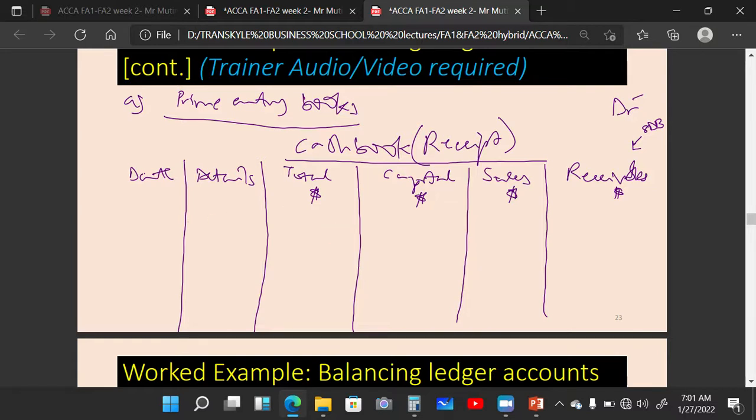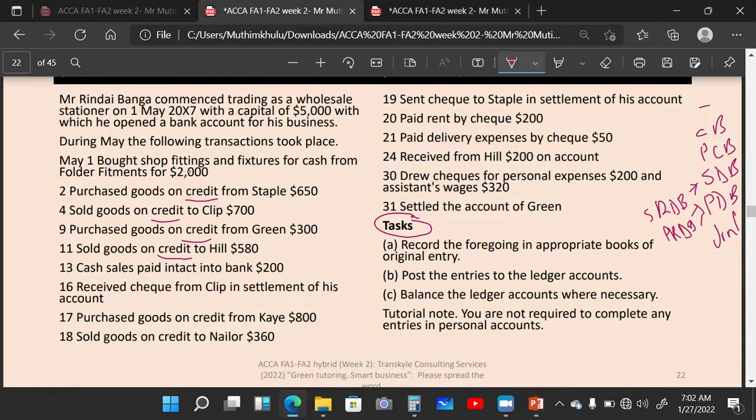But remember, we have forgotten something here, and my mind was driven away when I was drawing up the cash book payment side. On the very first day, May 1, there was capital injection, when Ridaibanga was starting his business. Capital of how much? We are told in the question: capital of 5,000.